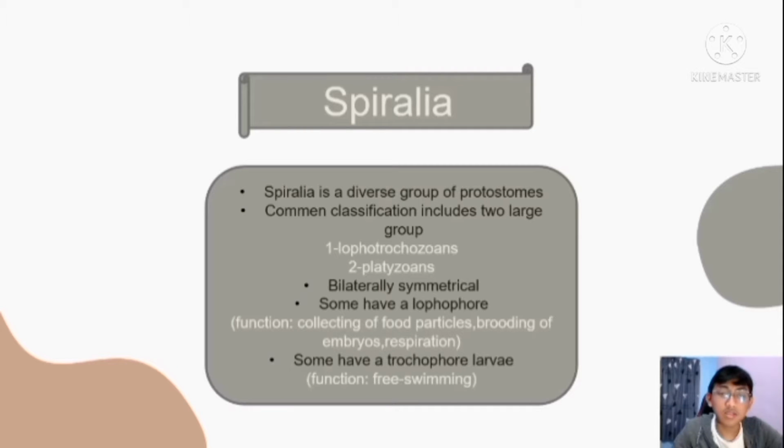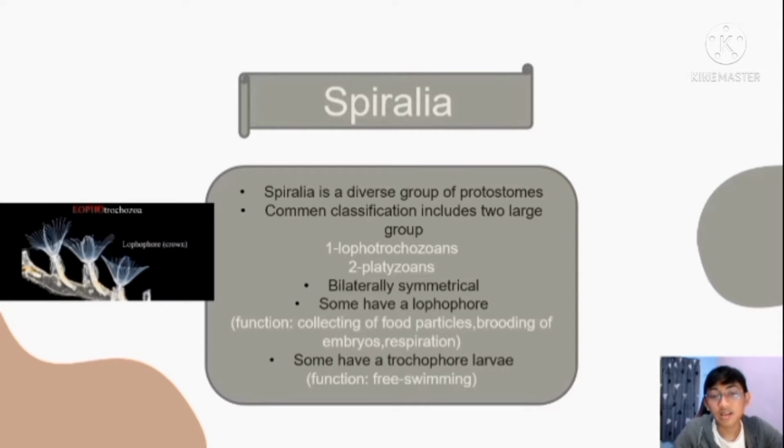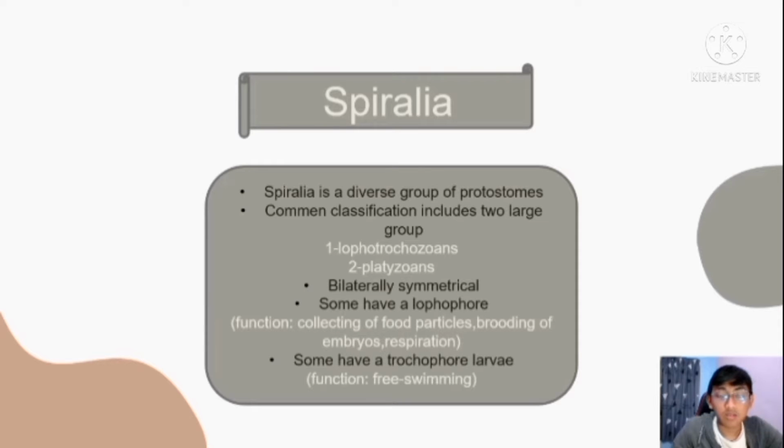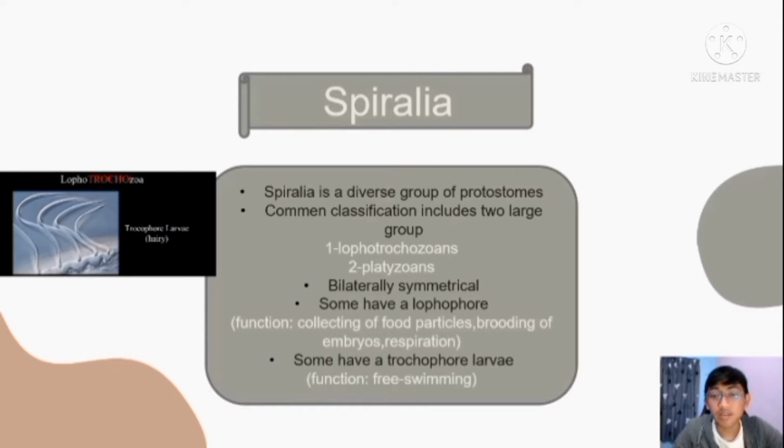Today our group will present about diversity among the Spiralians. Spiralia is a diverse group of protostomes. Though debated, common classification includes two large groups, which are Lophotrochozoa and Platyzoa. They are bilaterally symmetrical, and some Spiralia have a lophophore that serves for collecting food particles, breathing, and also for respiration.